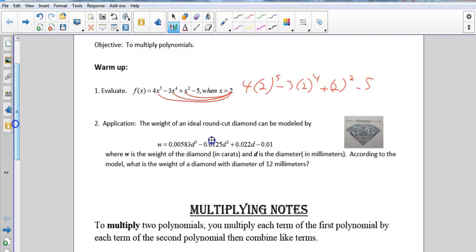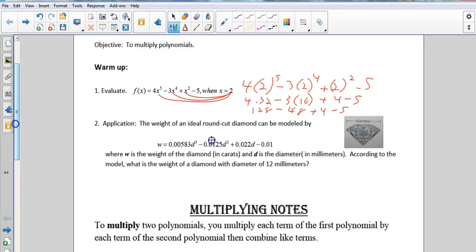So first thing you want to do, please excuse my dear Aunt Sally, always remember to evaluate your exponents. So 2 to the fifth is 2 times 2 is 4, 8, 16, 32. So this is 4 times 32 minus 3 times 2 to the fourth. 2 to the fourth is 16. Plus 2 squared, which is 4, minus 5. So 4 times 32 is 128 minus 48 plus 4 minus 5.